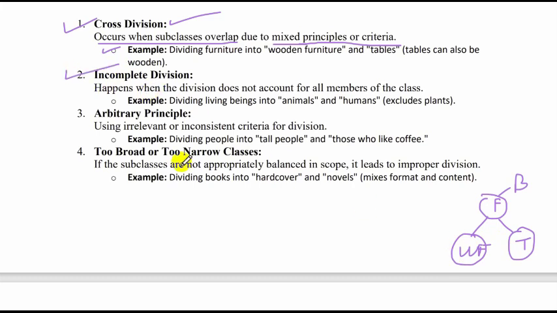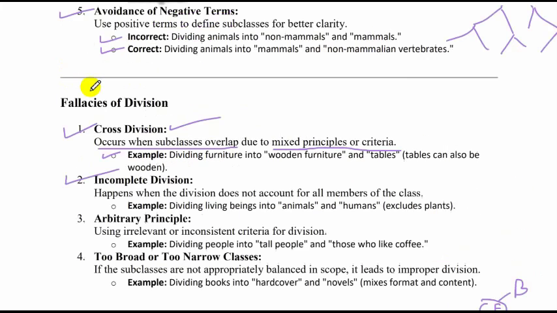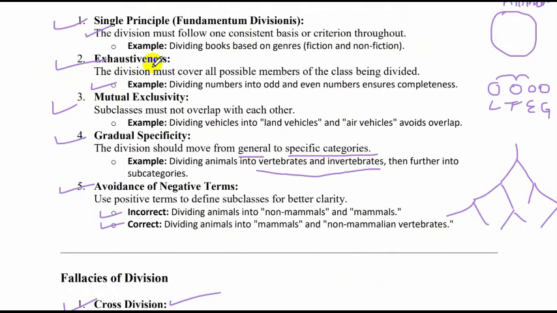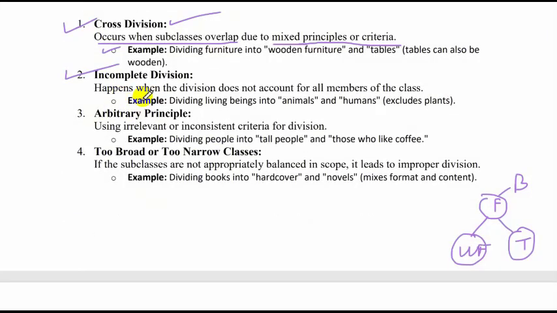Incomplete division. This happens when the division does not account for all members of the class. This follows the principle of exhaustiveness and mutual exclusivity. Example, dividing living beings into animals and humans. Now, we know that humans are also a part of animals. Also, the plants are also excluded. So, incomplete division.